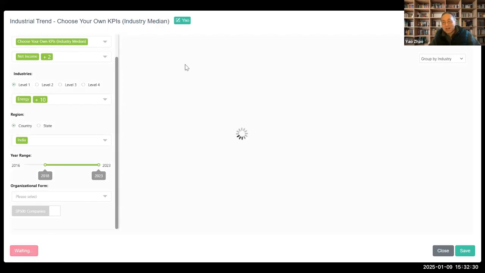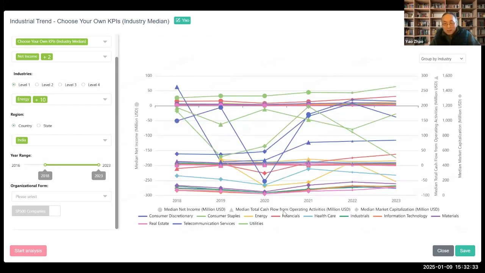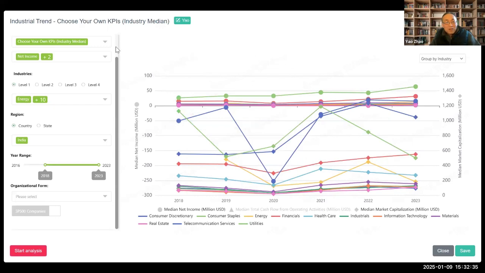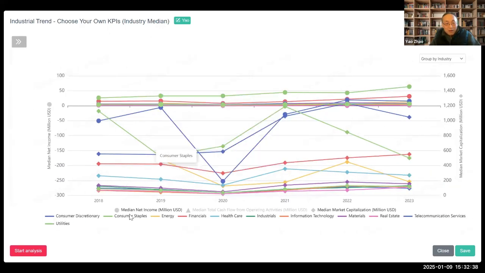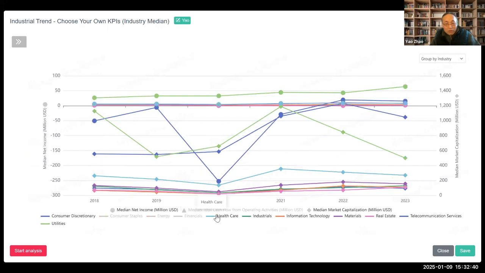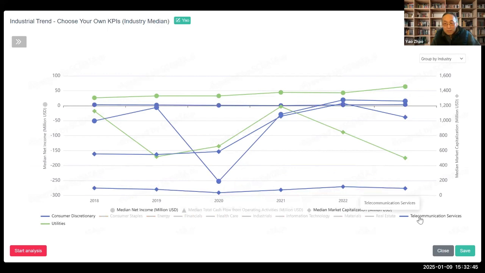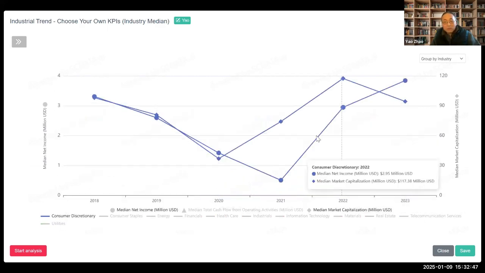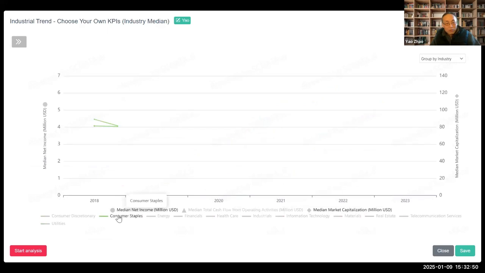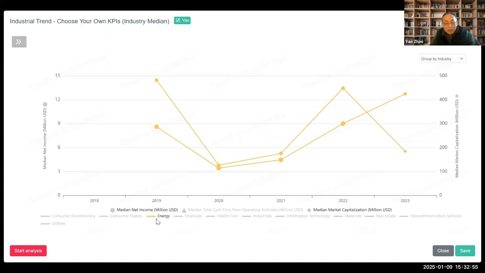Let's do it again. Sorry, you have to run it again. Let's see India. Let me click this off so it's easy to see. Pretty strong correlation here. Consumer staples, essentially they're moving together. Energy, well, here is a cross. Something's going on here. We're looking at the median net income and the median market cap.